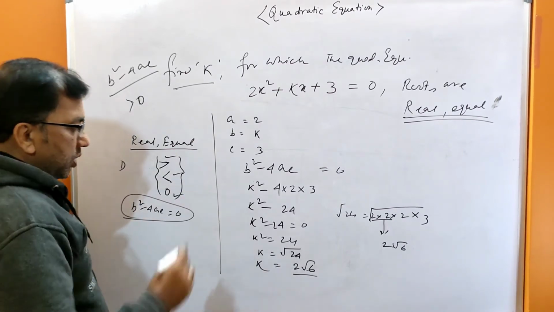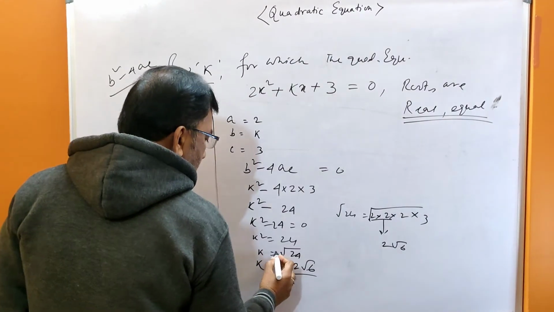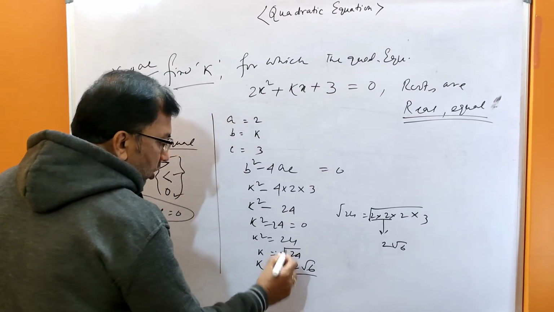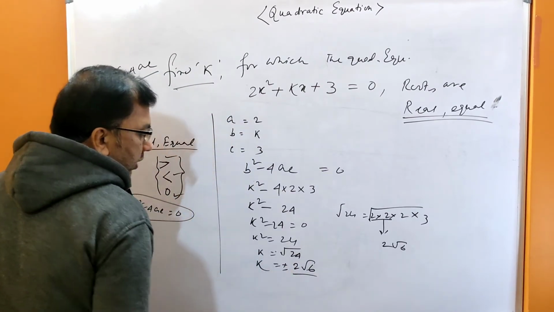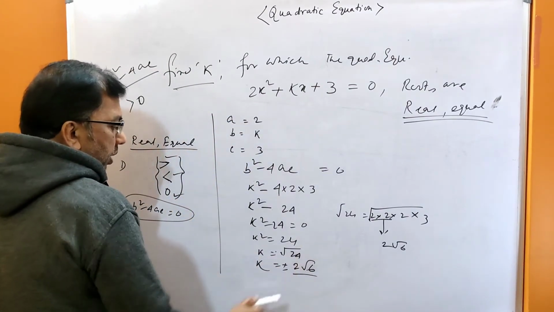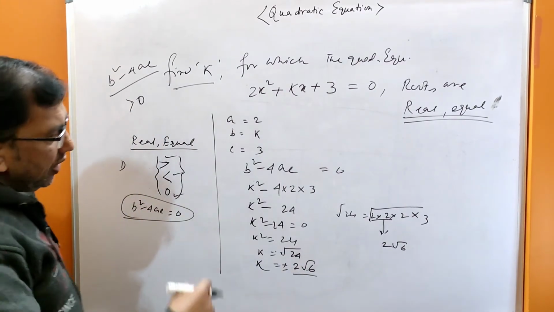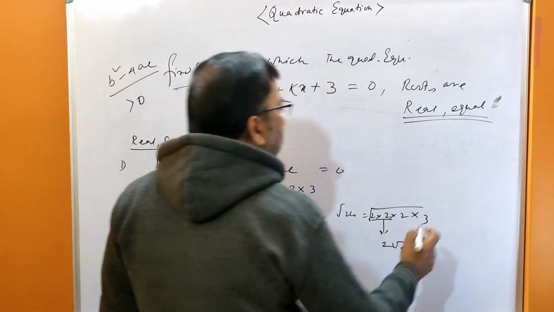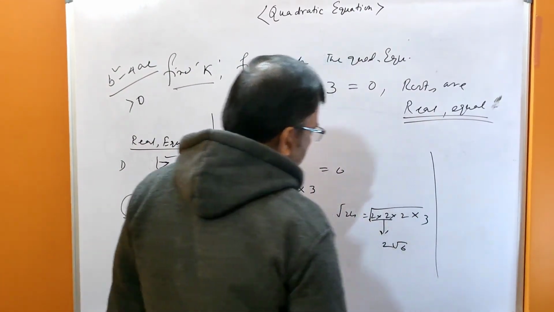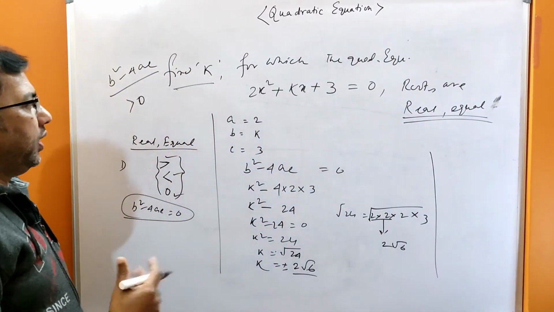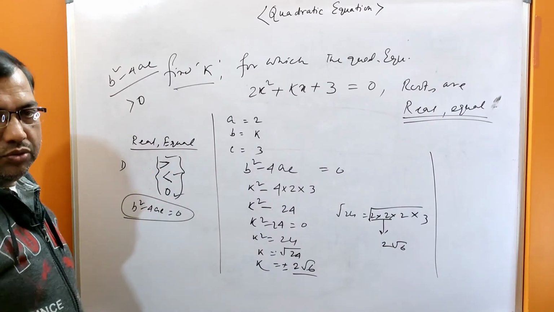Okay? They are called equal roots. That means as it is a square root, its value will be plus or minus, plus 2 root 6 or minus 2 root 6. Clear? Okay, show me the table again. In that table, okay, then I am giving the next example.